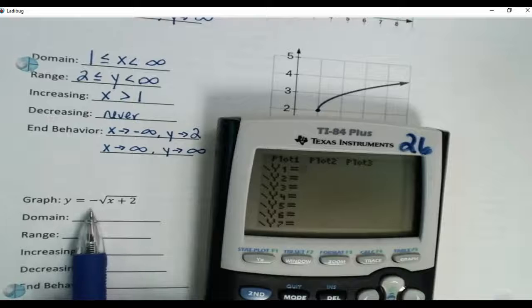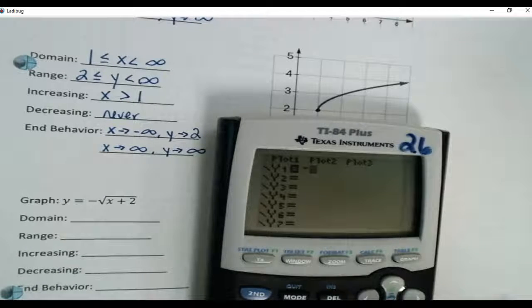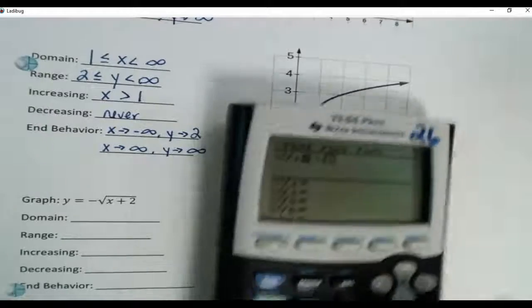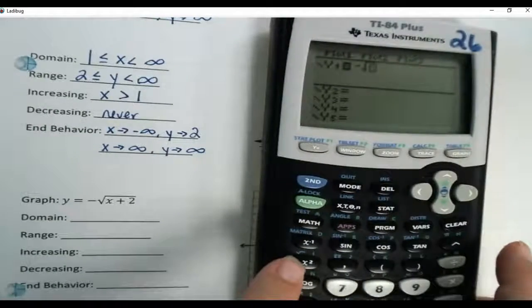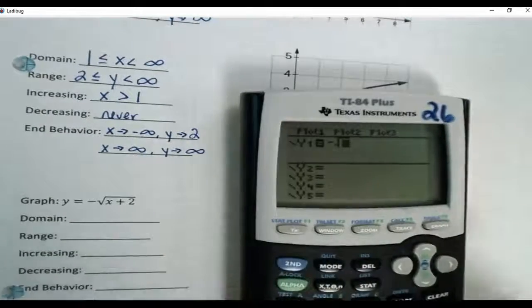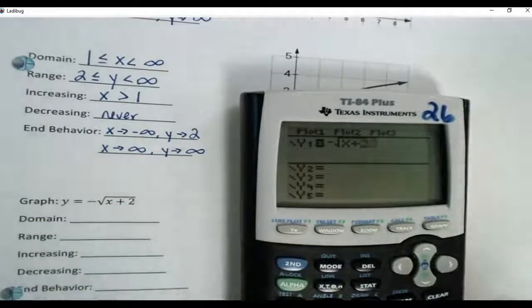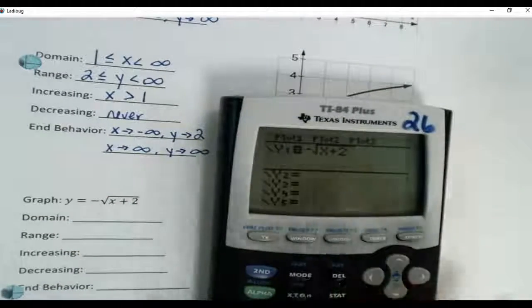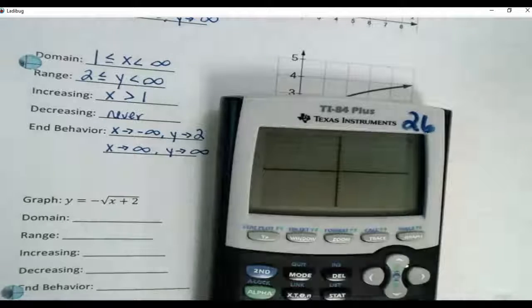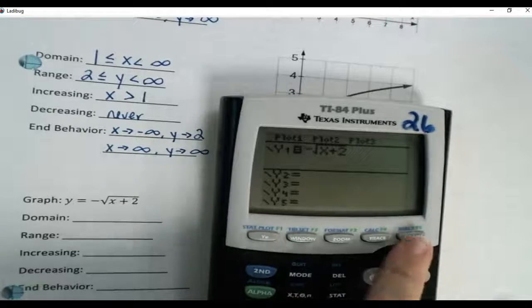So then we want to type it in just like it looks. So the negative, not minus, but negative. And then the square root, which is second, and then the x squared, which is like diagonal from the 7 right here. And then we got x plus 2. And we'll graph it. So again, type it in just like it looks, graph.